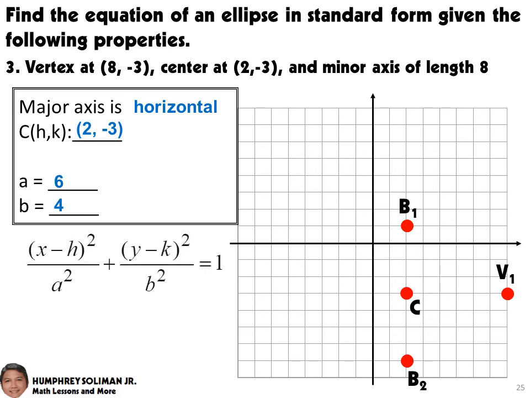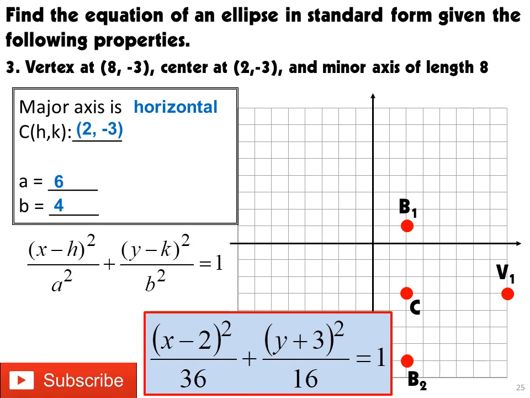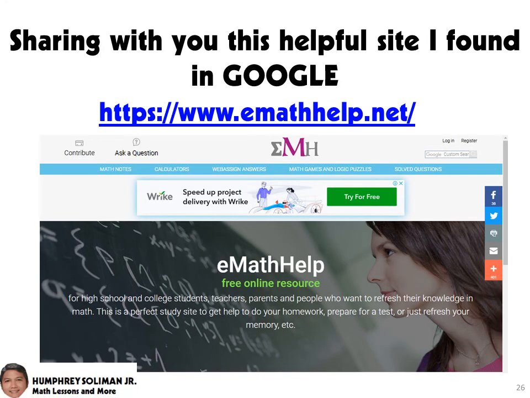Since the major axis is horizontal, we will use the standard form of the equation for the ellipse with the x quantity over a squared. Then we substitute the values we got. The standard form is the quantity x minus 2 squared over 36, plus the quantity y plus 3 squared over 16, equals 1. Let me also share with you this helpful site I found in Google.